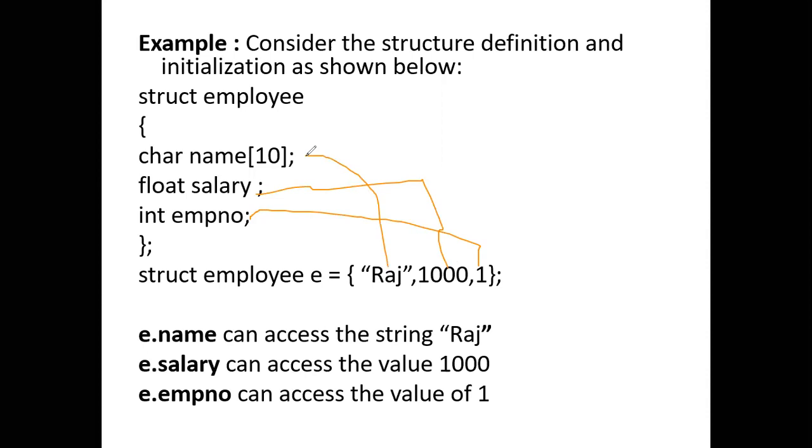Now if I write e1 dot name, where e is a variable name, e1 dot name will give you the value Raj. You can access the value Raj. e1 dot salary will give you the value 1000, which is the second value. e1 dot employee number, the employee number associated with the variable e, is 1. This is the value that will be returned.